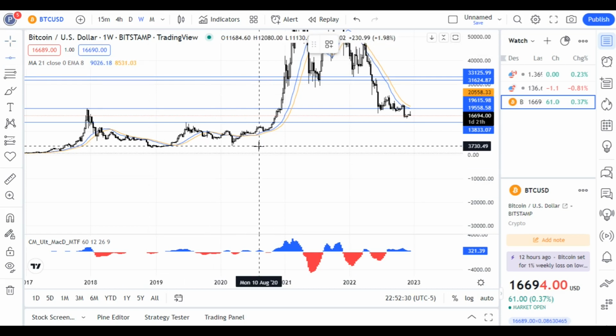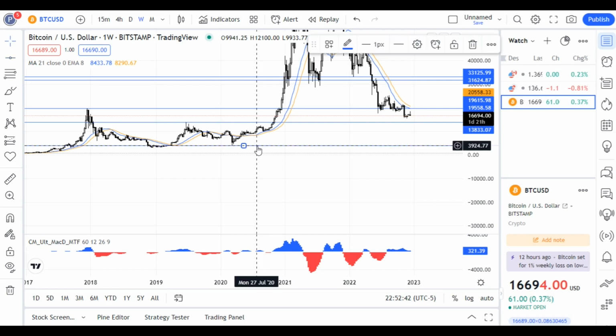Okay guys, kindly go to your chart and follow us. What we are doing right now, you just follow to draw your levels as well.